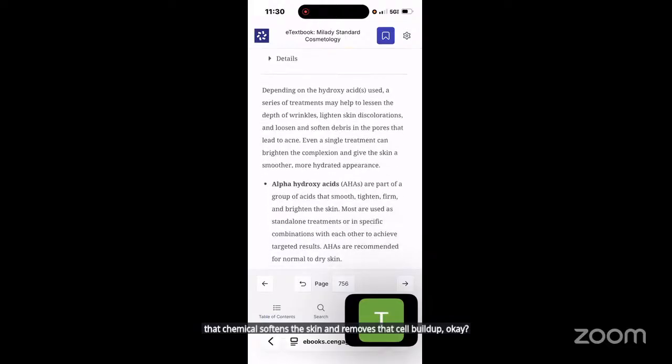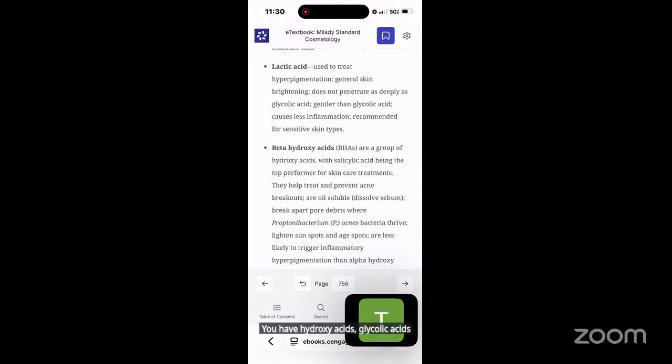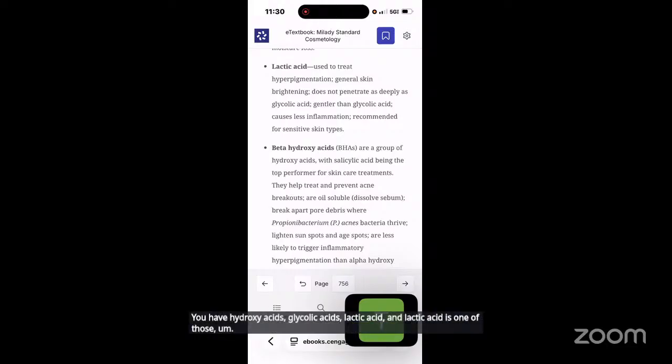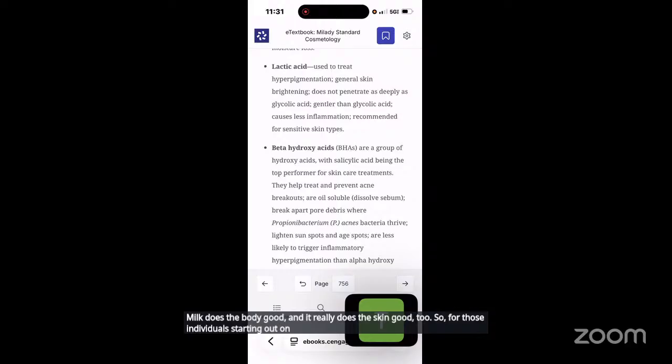You have hydroxy acids, glycolic acid, lactic acid. And lactic acid is one of those lighter ones. When you think of lactate, milk. Milk does a body good and it really does the skin good too. So for those individuals starting out on acid peels, lactic acid would be one of those I would definitely use.